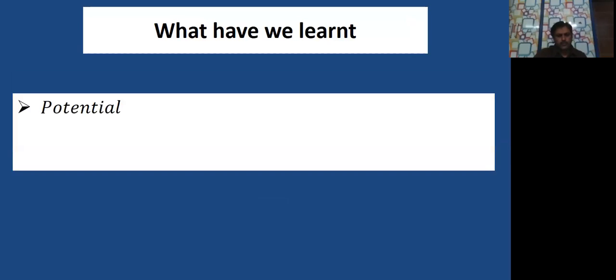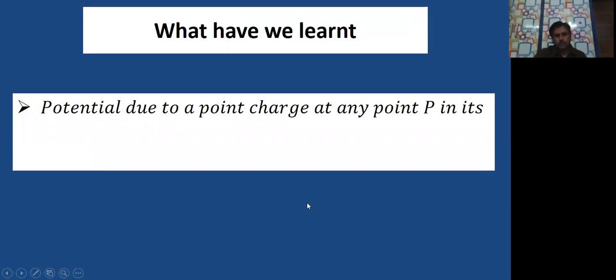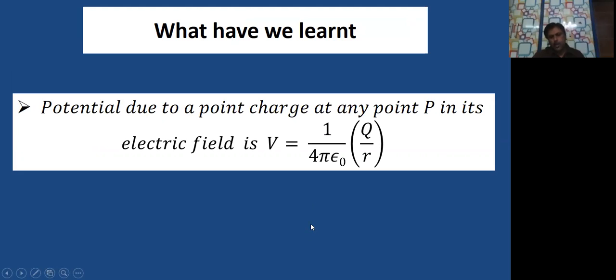Next point, the potential due to a point charge at any point P in its electric field is V equals 1 by 4 pi epsilon 0 Q by R.